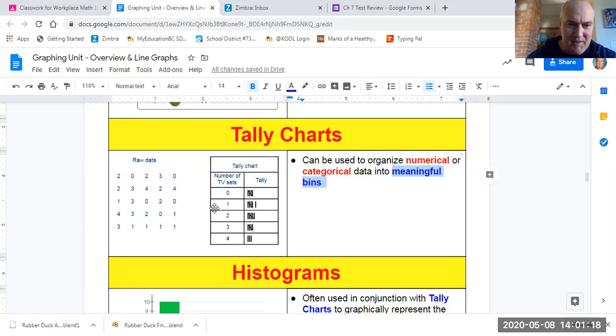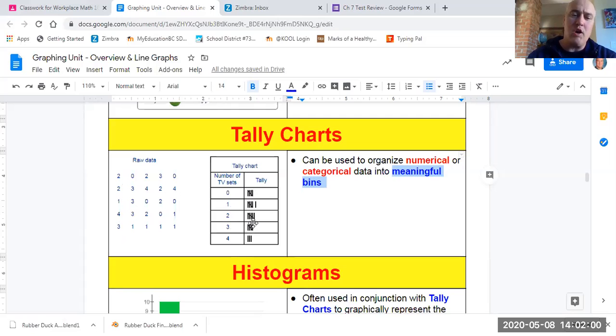What I mean by meaningful bins in this case is that we have asked the question of how many TV sets do you have in your home? In this case, we have asked 25 people this question, and 25 people have given a response, and the responses vary from 0 TV sets to 4 TV sets in the home. And then we just tallied all these up, and once again these tallies mean if we have 4 lines and then a cross through it, that means 5 total. So in this case, there were 5 that said 0 TV sets, 6 that said 1 TV set, 5 that said 2, 5 that said 3, and only 3 that said 4.